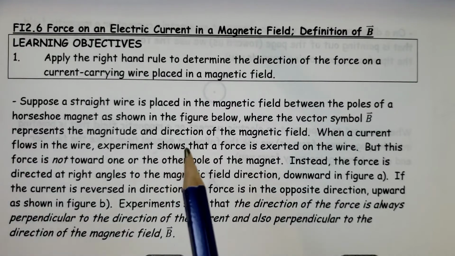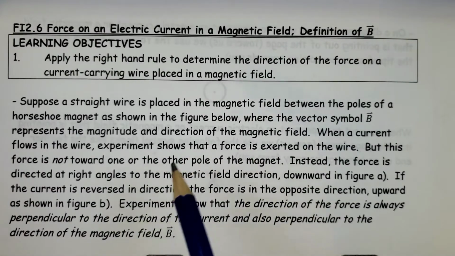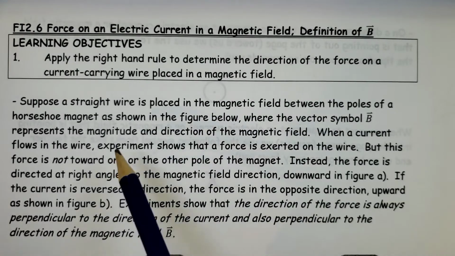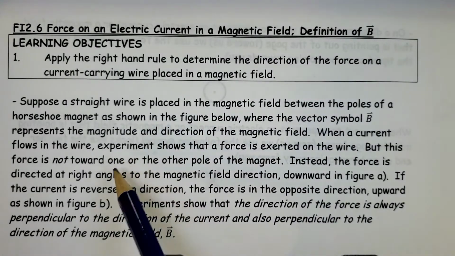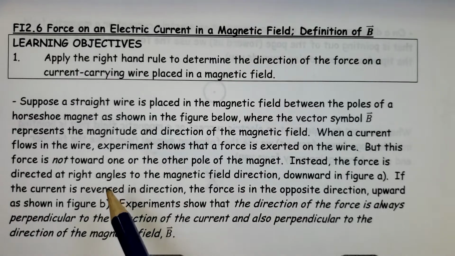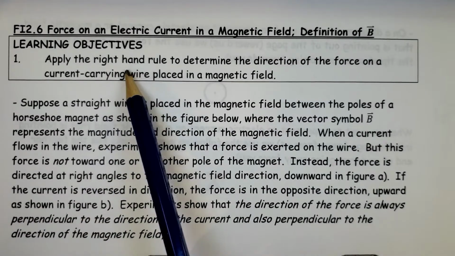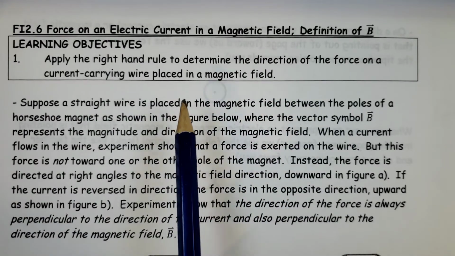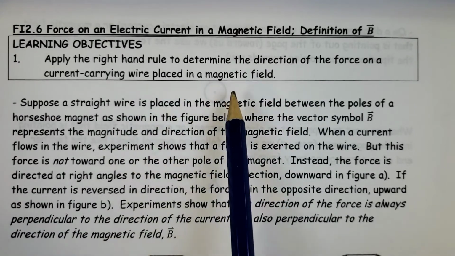So last section we looked at a current carrying wire making a magnetic field. And now we'll look at forces involved with a current carrying wire and an external magnetic field. So we have another right-hand rule here to look at to determine the direction of the force on a current carrying wire placed in a magnetic field.